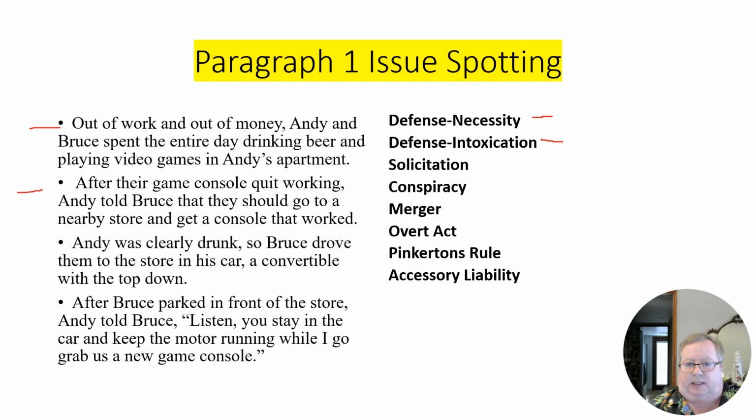Okay, next sentence. After their game console quit working, A tells B they should go to a nearby store, get a console that works. There's your solicitation. Okay, if B agrees with A, you'll have a conspiracy. The next sentence says, A was clearly drunk, so B drove them to the store in his car, which is a convertible with the top down. So it looks like B is agreeing to the conspiracy through his actions. He's driving A to the store. So you have a conspiracy, which will merge into the target crime of robbing the console.